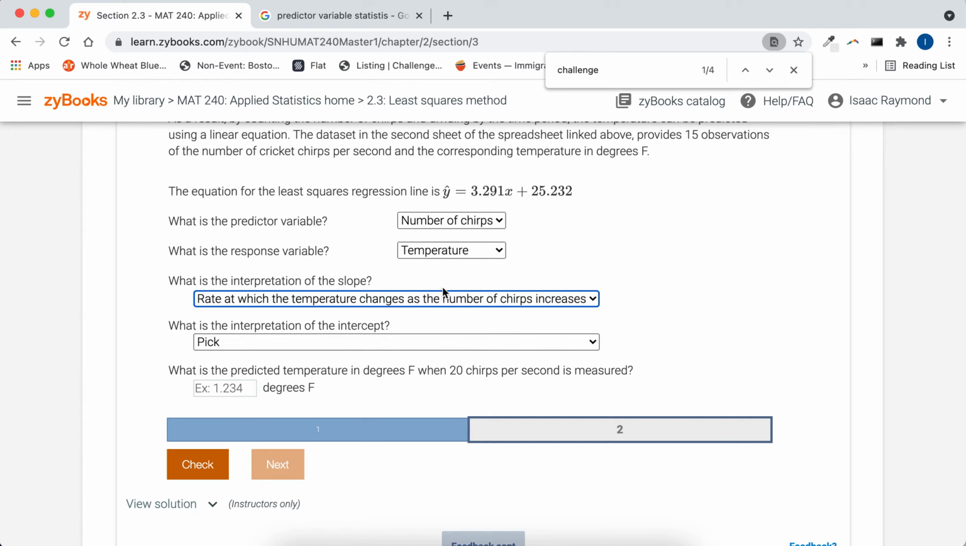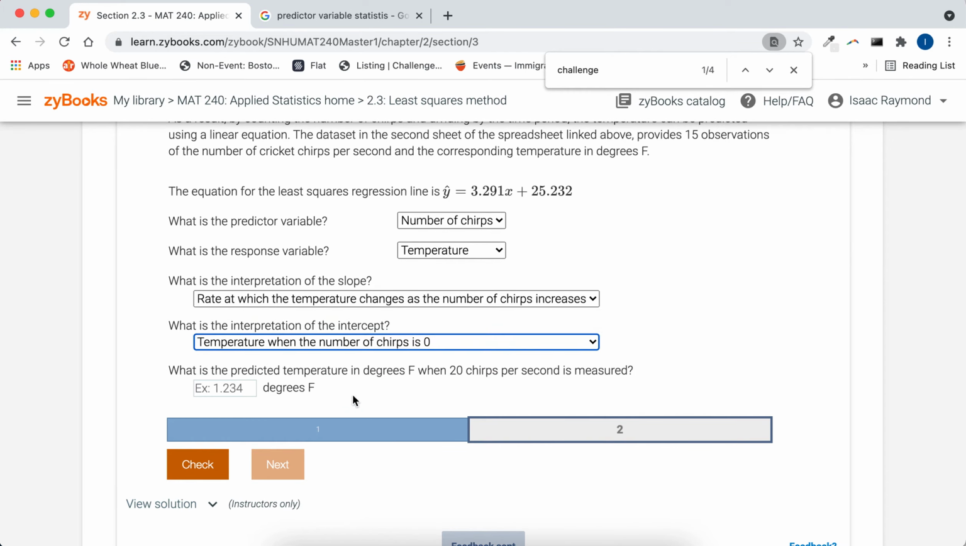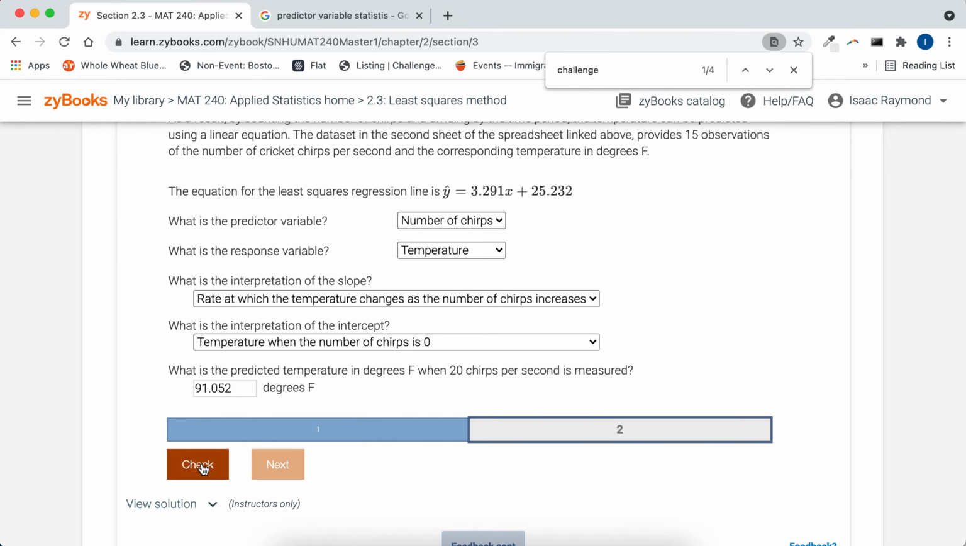So our y variable, according to Zybooks here, the y variable is temperature. So that means the temperature when the x variable is 0. And when 20 chirps per second is measured, they said chirps is the predictor variable, so that means you're plugging 20 in for x here. So this is 3.291 times 20 plus 25.232. So if you plug 20 in for x, you get out this for y.